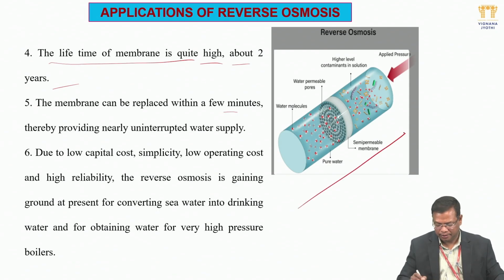So this is the reverse osmosis process. The concentrated solution, the brackish water or seawater, will be here. The external pressure is applied here. Then only the pure water will come outside. Other unimportant impurities won't come to this side. So this is the reverse osmosis process.